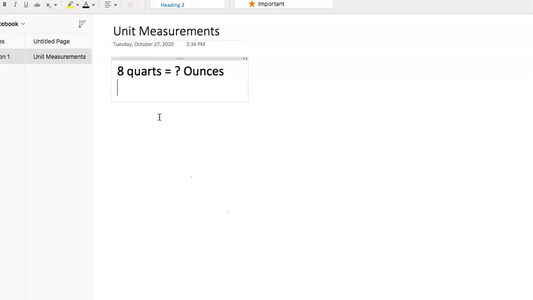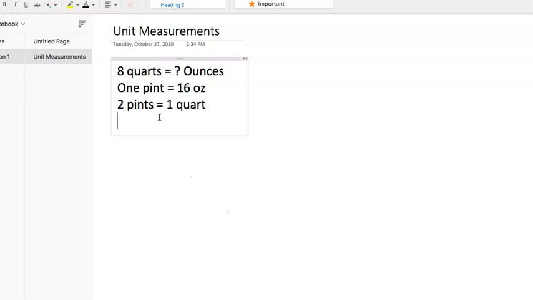Okay, 1 pint equals 16 ounces. 2 pints equals 1 quart. Okay, so let's kind of go through this, right? So we have 1 pint is 16 ounces, right? And 2 pints equals 1 quart.